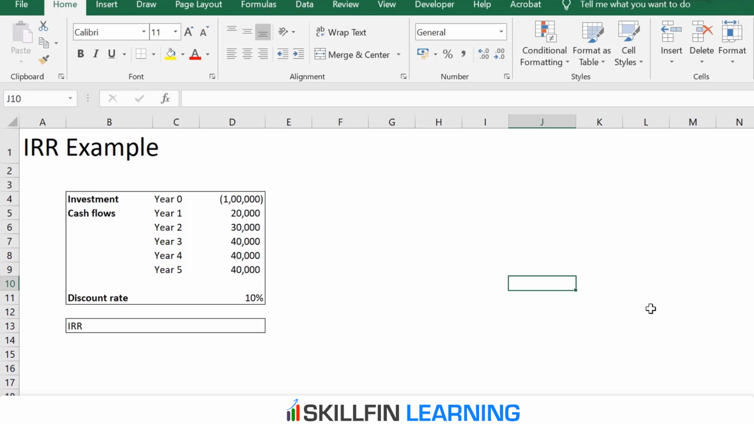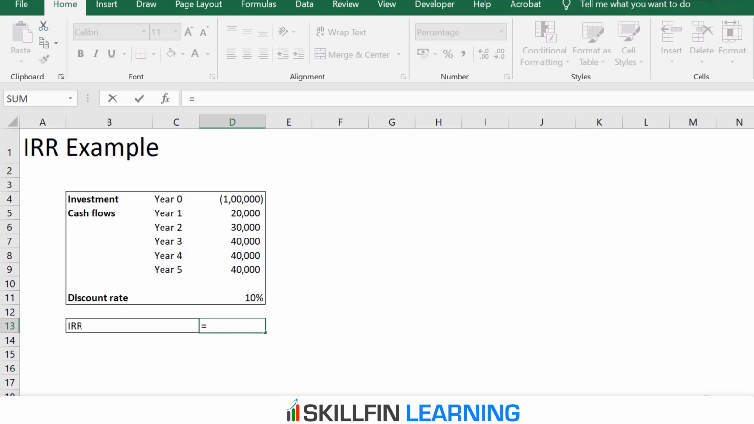During the start of the project, we have to make an investment of $100,000 and then we get positive cash flows starting end of year 1. To calculate IRR, we will type is equal to IRR. Then the values, so we'll select the entire series of values and then we have to give a guess.